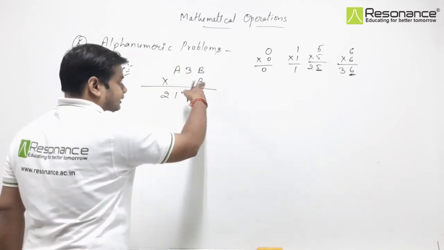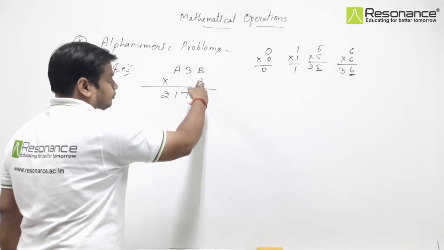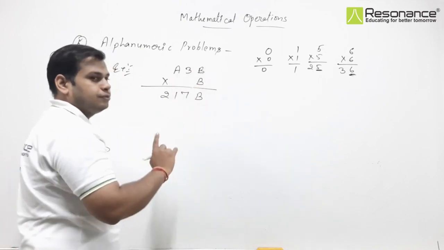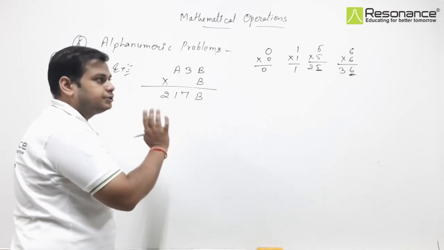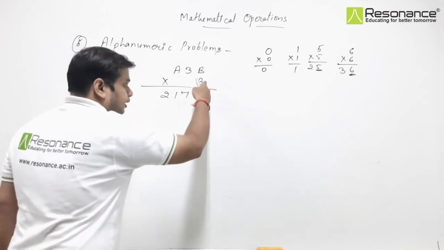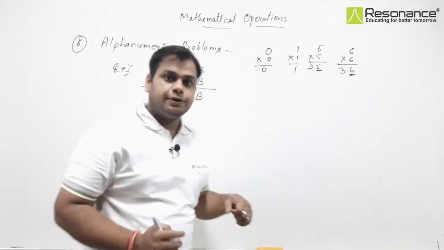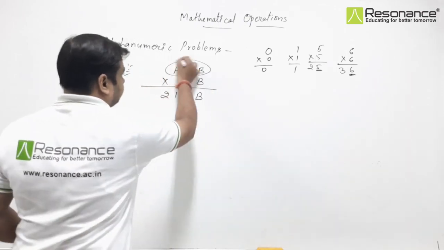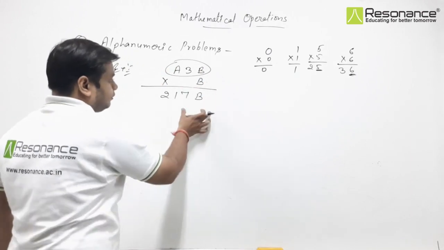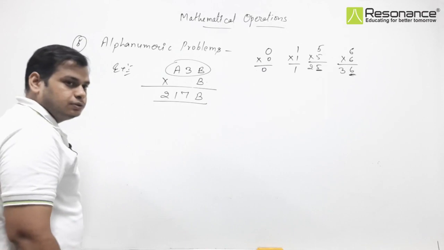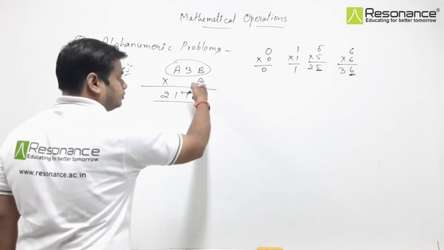We cannot apply 0, because if we apply 0, then this whole number when multiplied by 0 will give us 0, but we don't have 0 as solution. We cannot apply 1 also. Why? If we apply 1, then a 3-digit number when multiplied by 1 will give us a 3-digit number, but we have a 4-digit number. So we cannot apply 1 either.